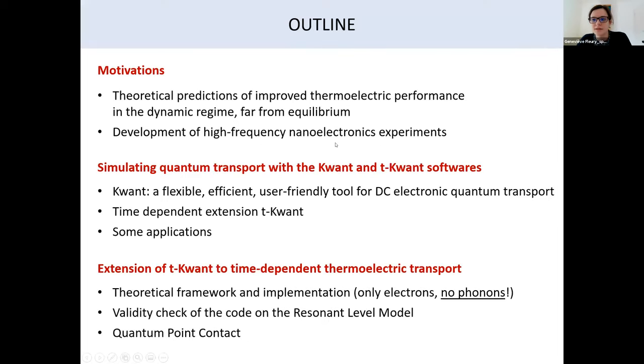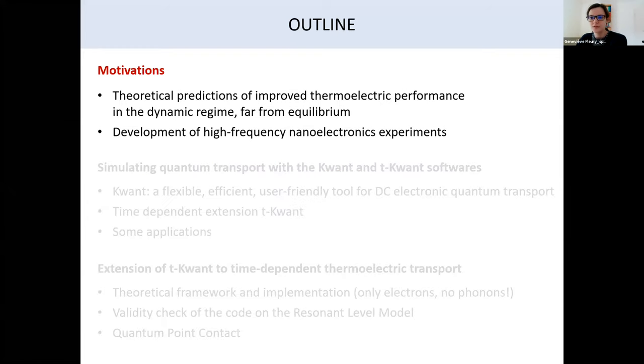I will start my presentation by discussing the main motivations of the project. Why are we interested in the time-dependent regime? Then I will give a short introduction to the Kwant software and its time-dependent extension, TKwant. And finally, I will explain how we have extended TKwant for time-dependent thermoelectric transport, and I will show you two examples of applications. So let's start with the motivations.